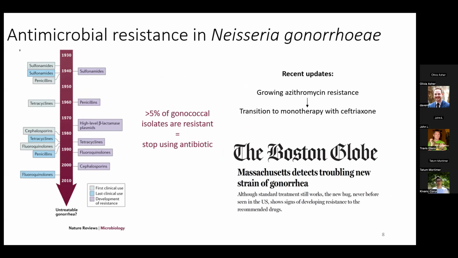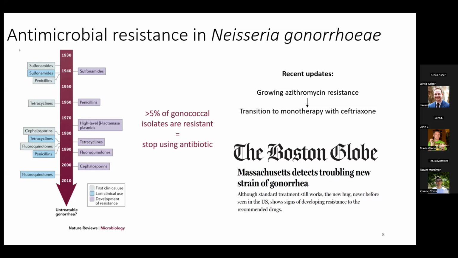treatment guidelines for gonorrhea are really set based on population levels of resistance. Usually what the CDC uses to determine whether or not an antibiotic should be used for treatment is whether or not less than 5% of the gonococcal population is resistant to that antibiotic. What this means is that as antibiotic resistance has emerged and spread in the gonococcal population, we have lost multiple antibiotic classes for gonorrhea treatment. And you can see that on the dark blue on this timeline.